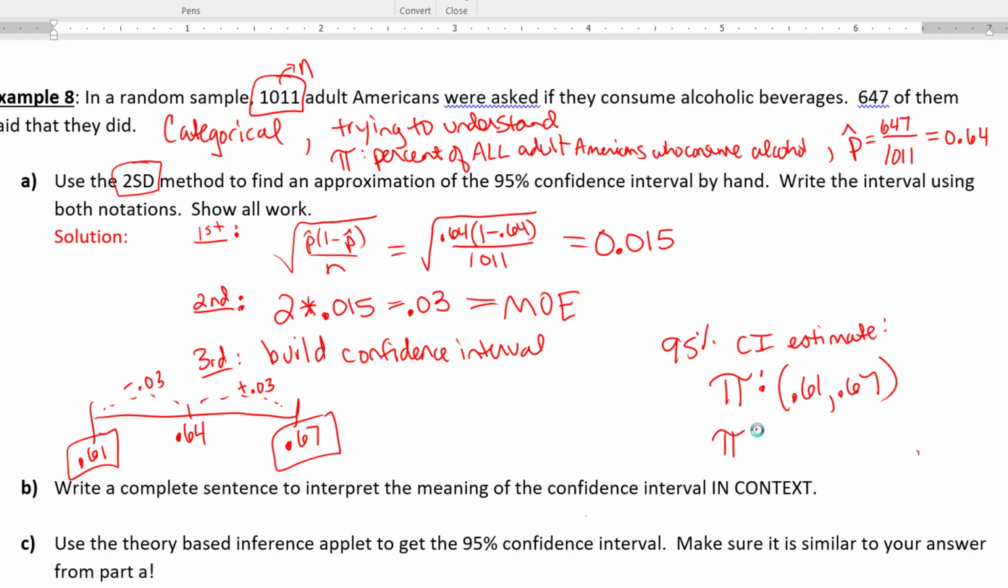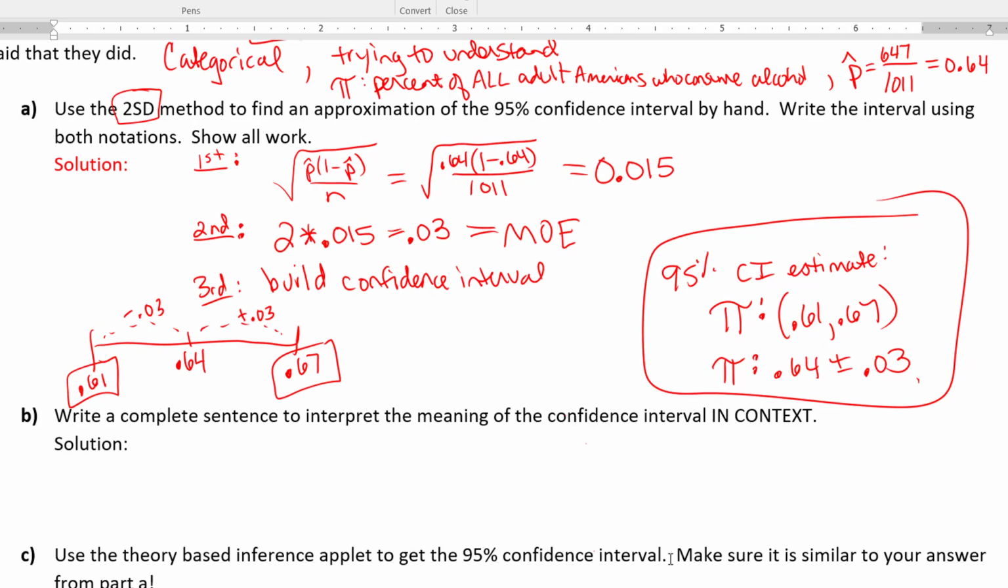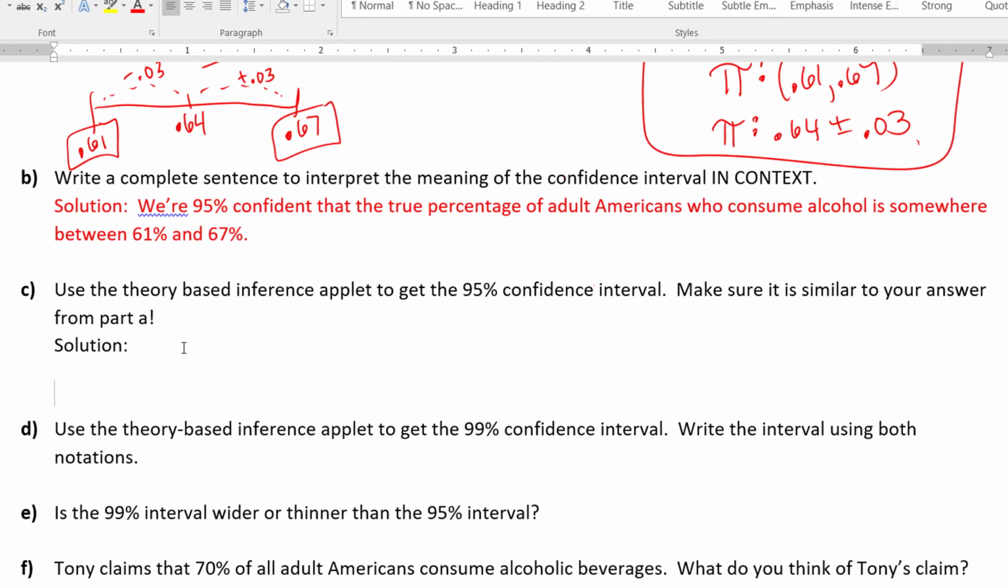Or we could write it as 0.64 plus or minus 0.03. Part B asks to write a complete sentence to interpret the meaning of that confidence interval in context. So when we say that pi is somewhere between 0.61 and 0.67, what do we really mean in context? Well, remember, pi represents the percent of all adult Americans who consume alcohol. So we can say that we're 95% confident that the true percentage of adult Americans who consume alcohol is somewhere between 61% and 67%.